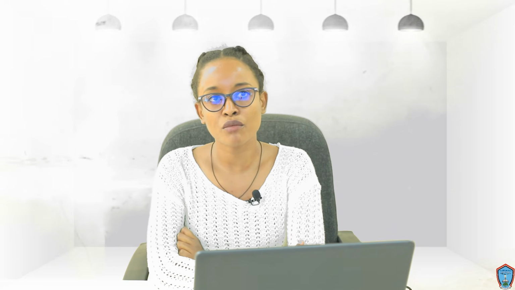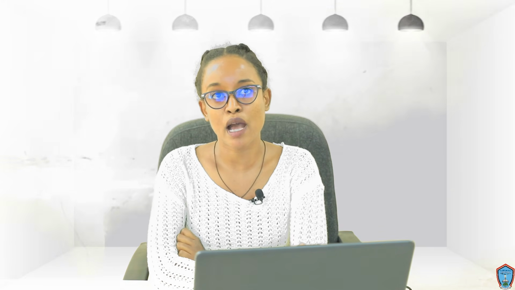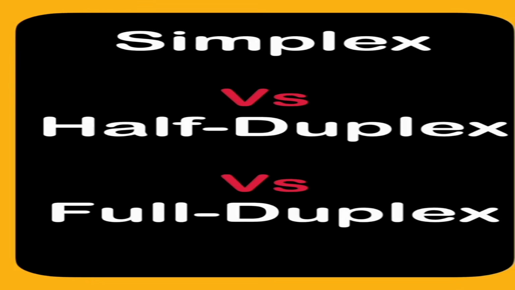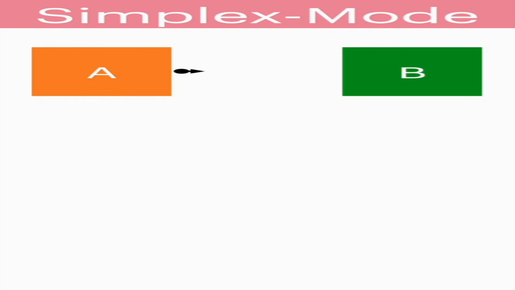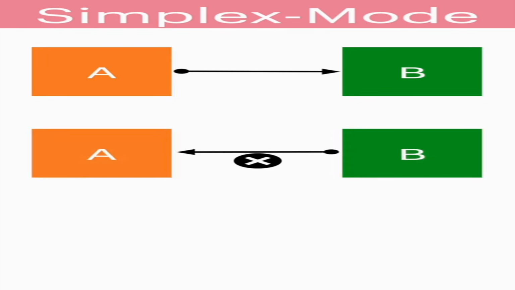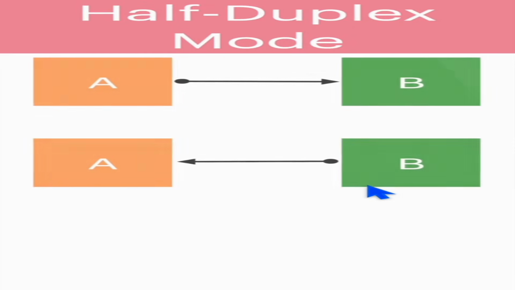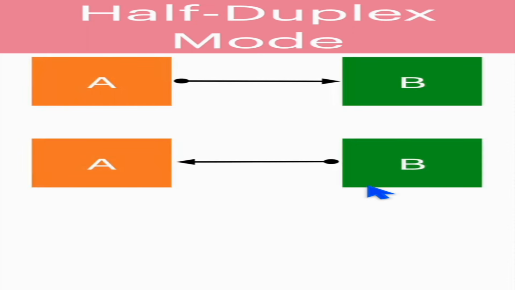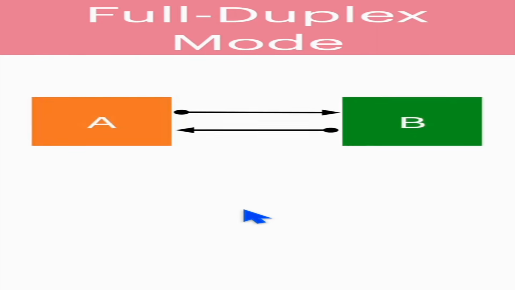In terms of communication flow, transmission can be simplex, half duplex, or full duplex. Simplex communication is one way only, such as a keyboard sending data to a computer. Half duplex allows both devices to transmit and receive, but not at the same time, as in a walkie-talkie. Full duplex allows simultaneous two-way communication, similar to modern telephone systems.